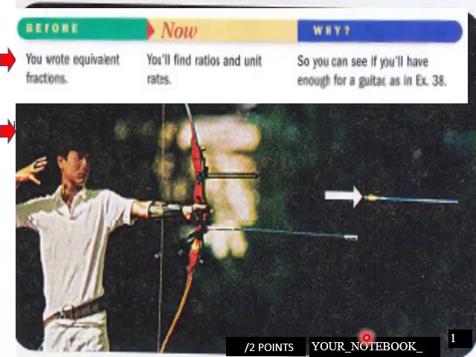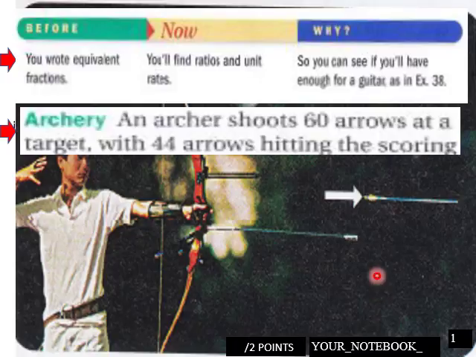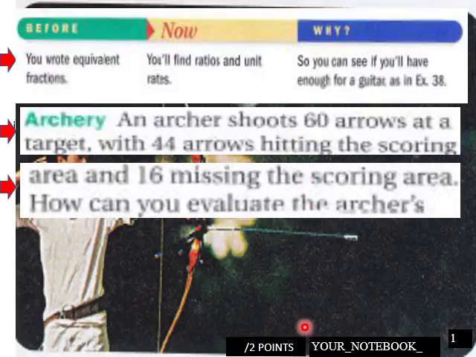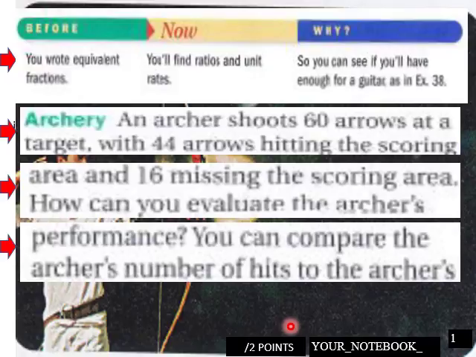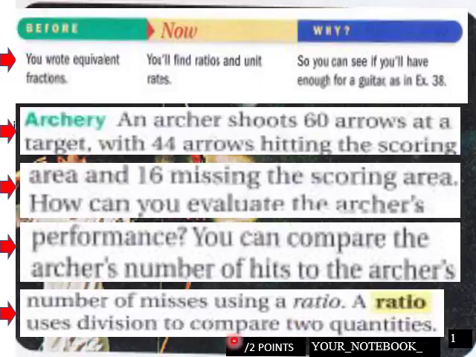You wrote equivalent fractions, and we get into an archery problem here. You'll find ratio and unit rates. So it's more quotients here. And then we figure averages here. And then here is a good definition. A ratio uses division to compare two quantities. There's a nice, concise definition of ratio.